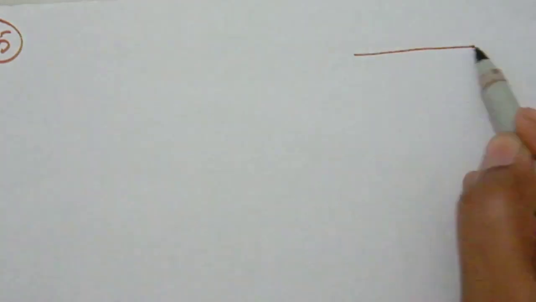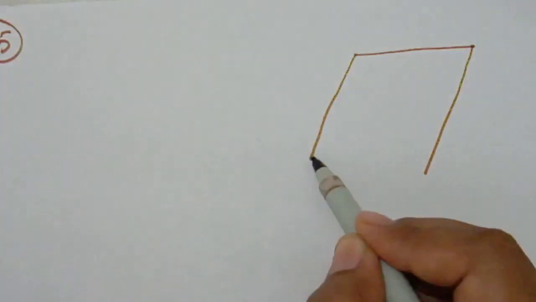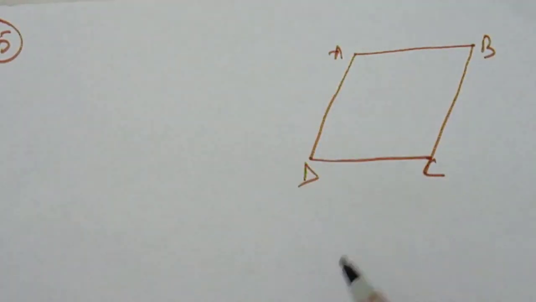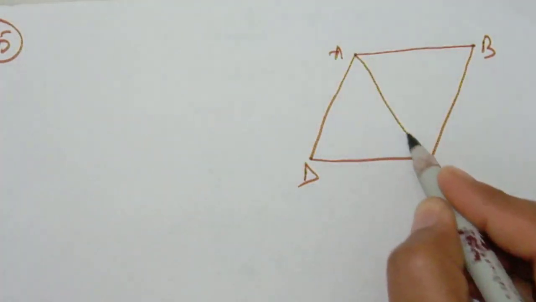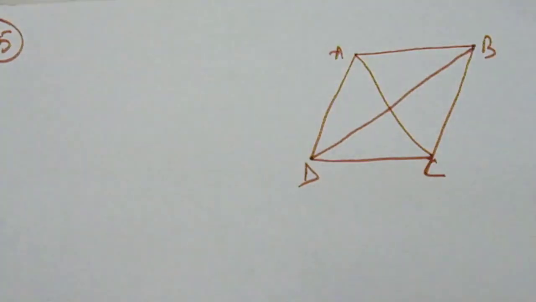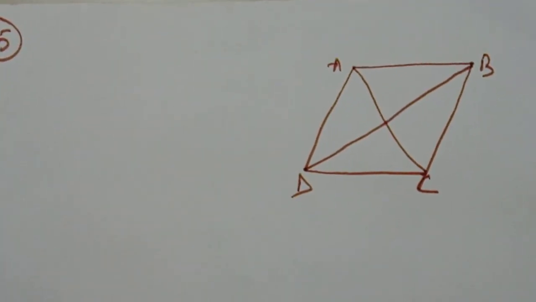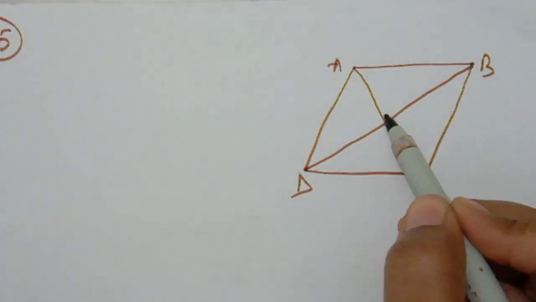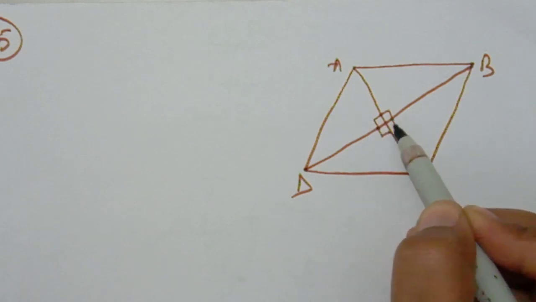Question number 5. Prove that the circle drawn with any side of a rhombus as diameter passes through the point of intersection of its diagonals. First of all, we have to draw a diagram. We have a rhombus like this, A, B, C and D. We know very well that all the sides of a rhombus are equal to each other, and the diagonals intersect each other at 90 degrees.